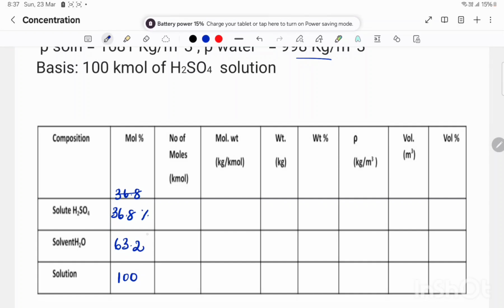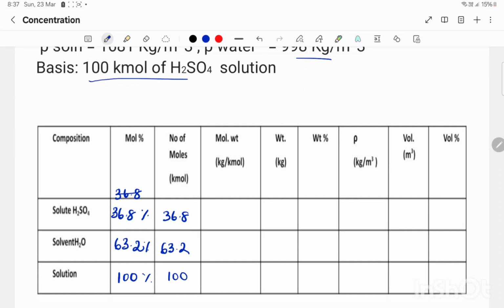This is a percentage, and we can directly convert that to number of moles: 36.8 by 100 into 100 is 36.8, and this one is 63.2, and the total is 100. With this 100, we are going to calculate the weight percentage and volume percentage. So the basis of the solution is 100 kilomole of H2SO4 solution.